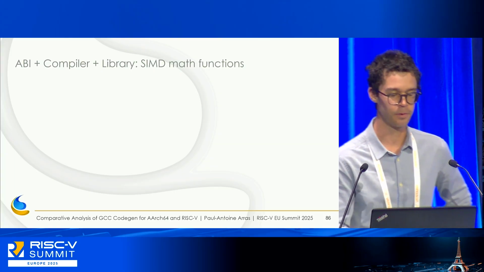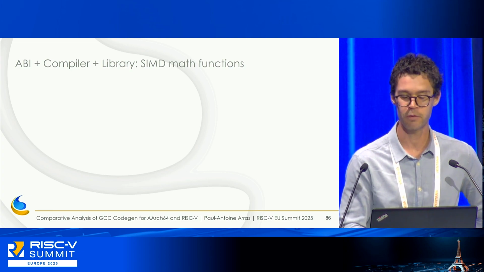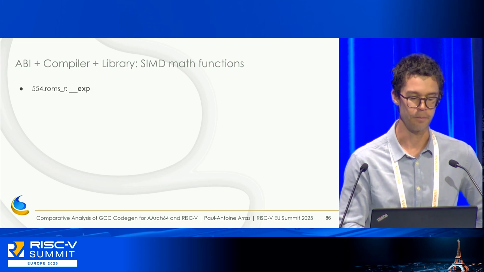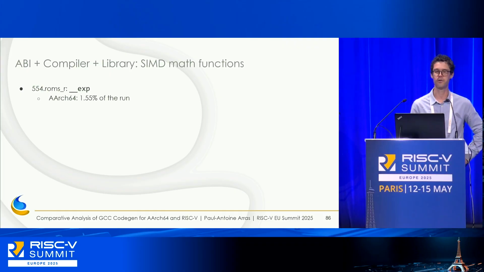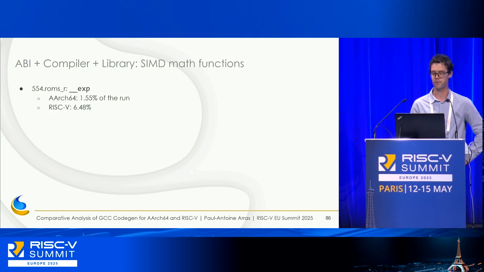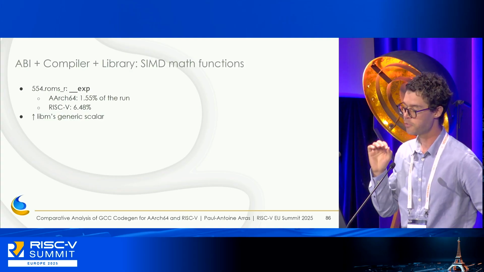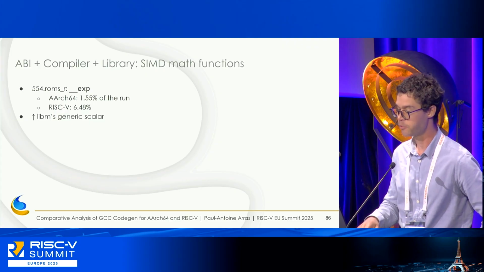Now, one last example, implying also the compiler, some library, but this one with an ABI component. So I looked at the ROMs benchmark, and I saw that the __exp function was used. In ARM, only 1.55% of the run, and RISC-V 6.48% of the run. But actually, if you look into the details, you see that this __exp function is only the generic scalar implementation, which is in libm.